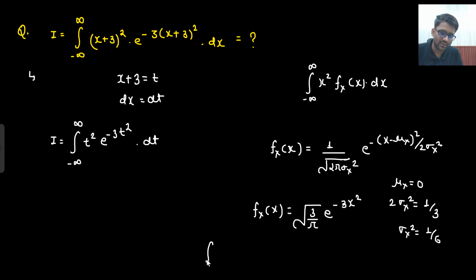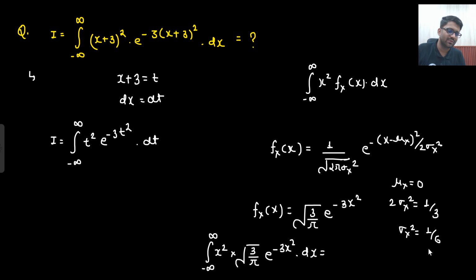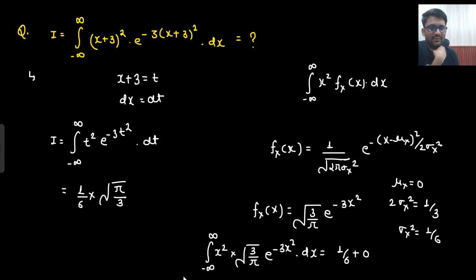Now what do you know? That from minus infinity to infinity, x square into under root 3 by pi e to the power minus 3x square dx would be equal to what? It would be equal to sigma x square plus mu x square. That means it would be equal to 1 by 6 plus 0. So the integral of x square e to the power minus 3x square dx would come out to be 1 by 6 into under root pi by 3. There you go. This is the answer. Very simple.